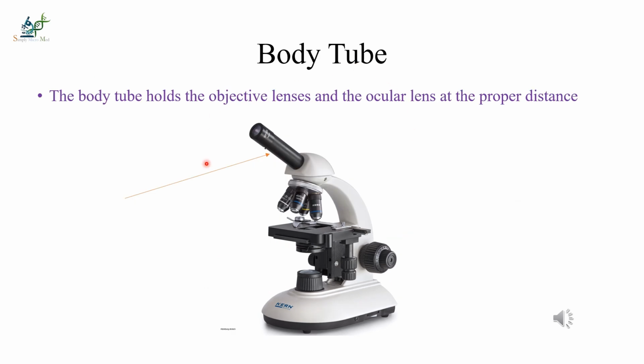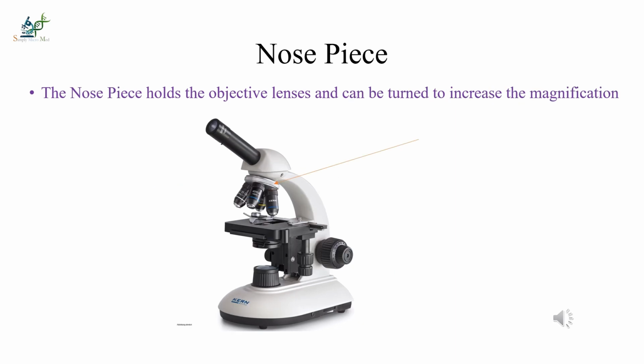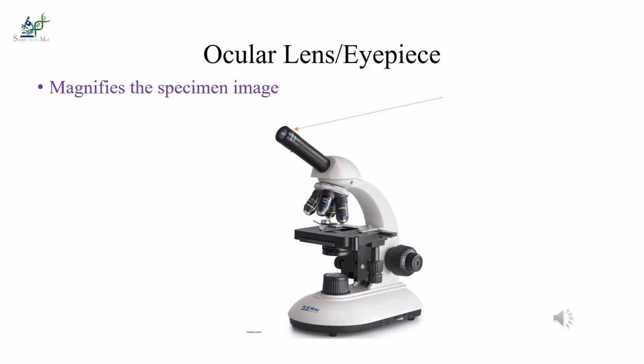This is the body tube. The body tube holds the objective lens and the ocular lens at the proper distance. And here is the nose piece. The nose piece holds the objective lens and can be turned to increase the magnification. And this objective lens is connected to the nose piece. By rotating the nose piece, we can select different magnifications of objective lens.